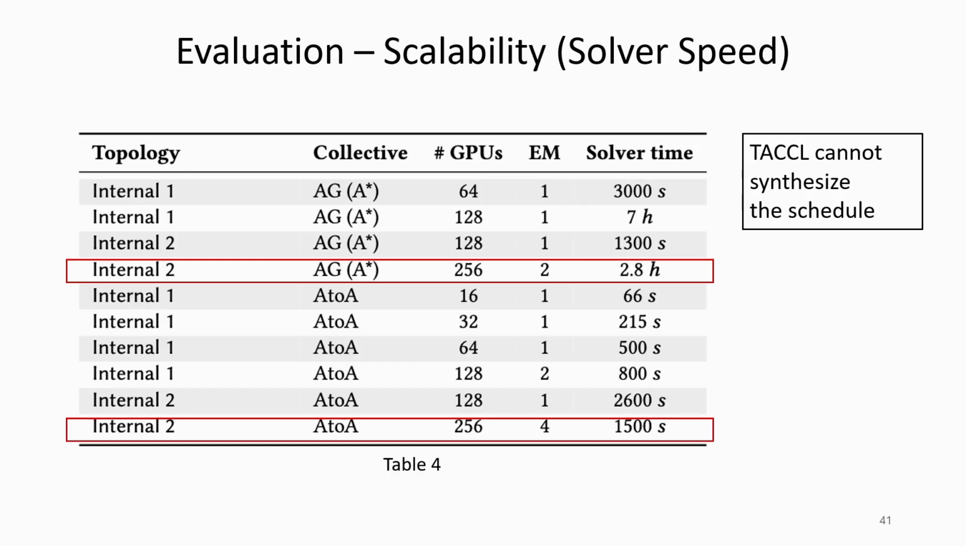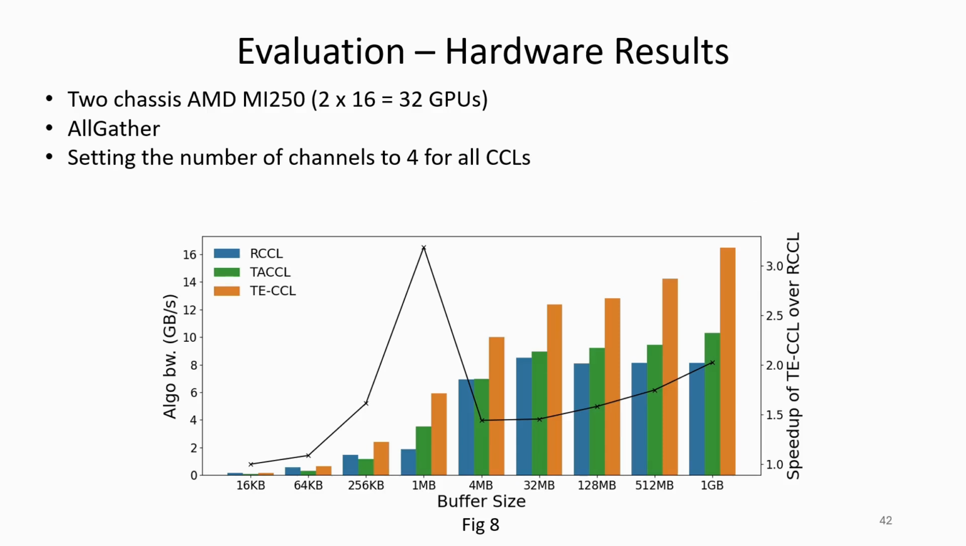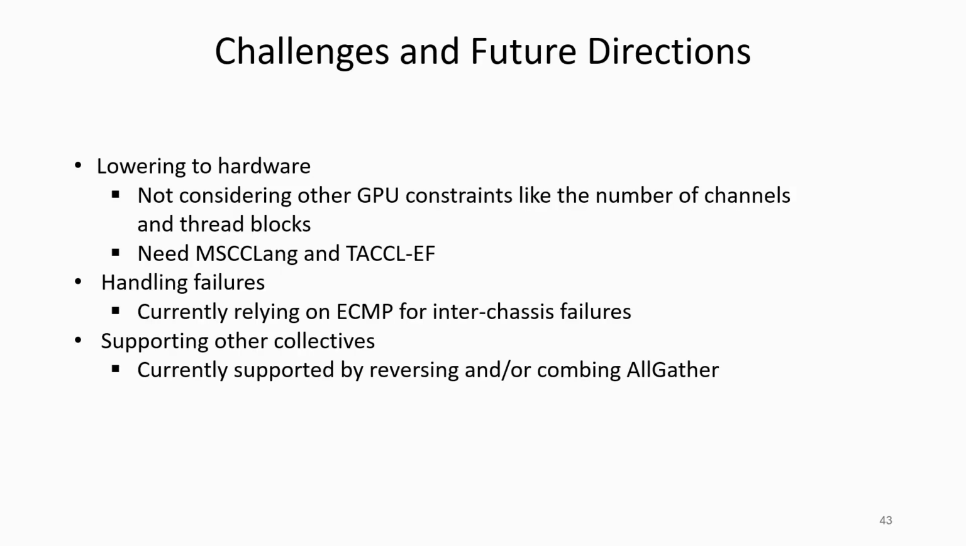And we are also having better scalability, solving a solution for 256 GPUs in just 2.8 hours, and that's a very fast time compared to TACO. And for our hardware results, we are beating TACO and RICO, and we see a spike here probably because this is a sweet spot where neither alpha nor the bandwidth time dominates our formulation. Our challenges and future directions include how to better lower to hardware, how to handle failures, and supporting other collectives, including all reduce.